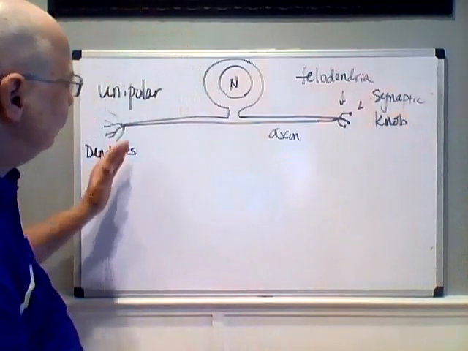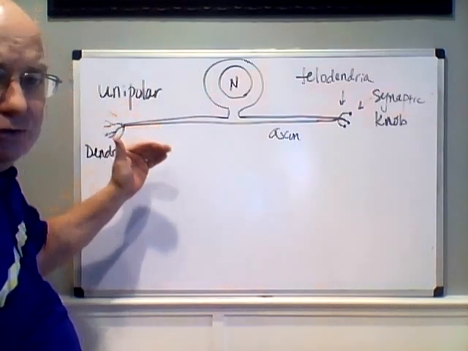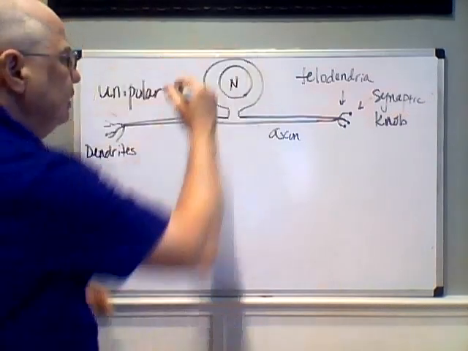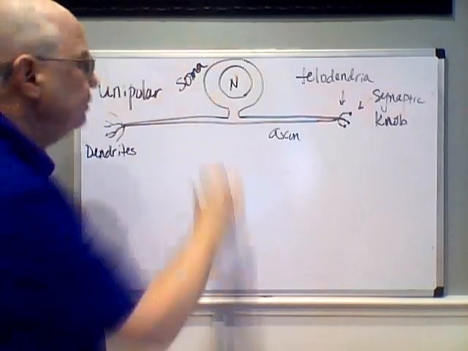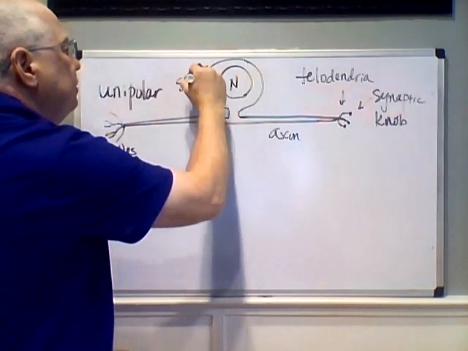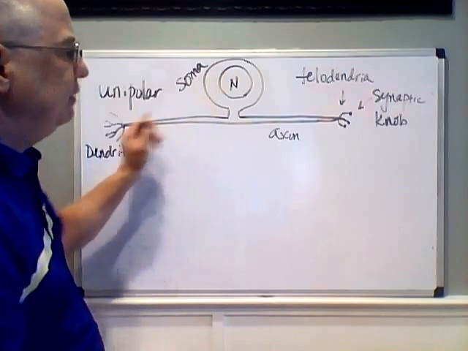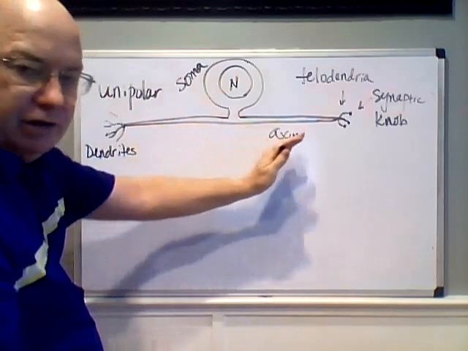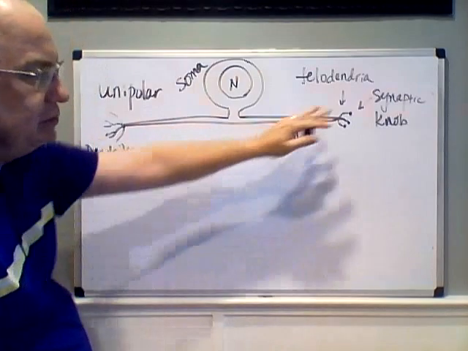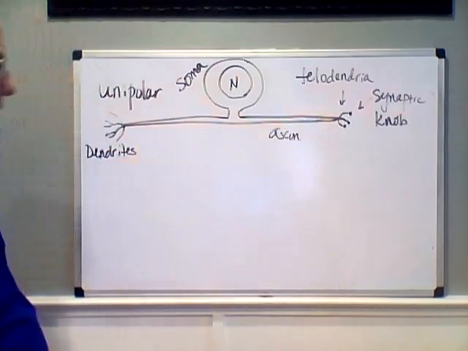And so when we look at this neuron, it is called unipolar because off of the soma, soma meaning body or cell body, there's only a single branch, a single pole. And it's a very long continuous axon that has some dendrites and some telodendria at either end.